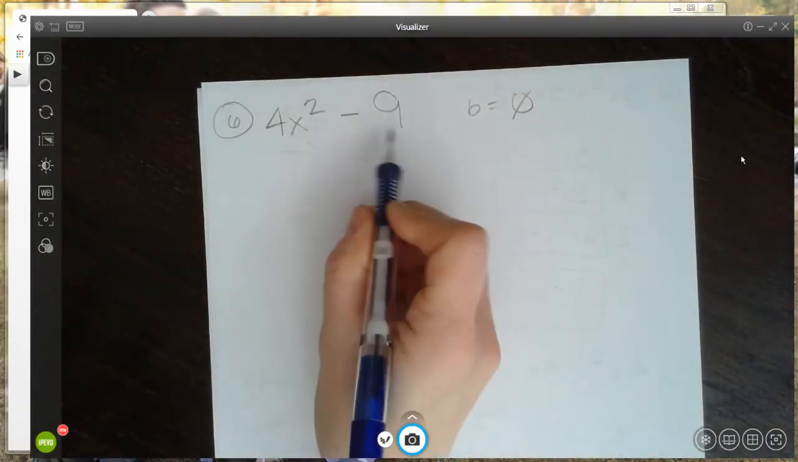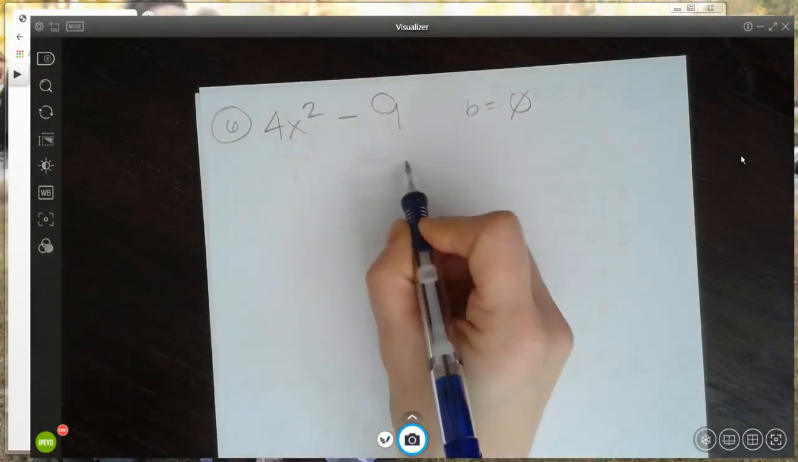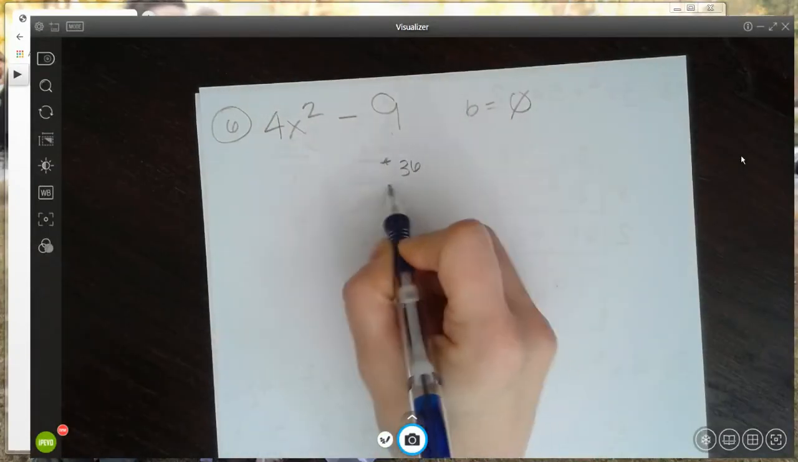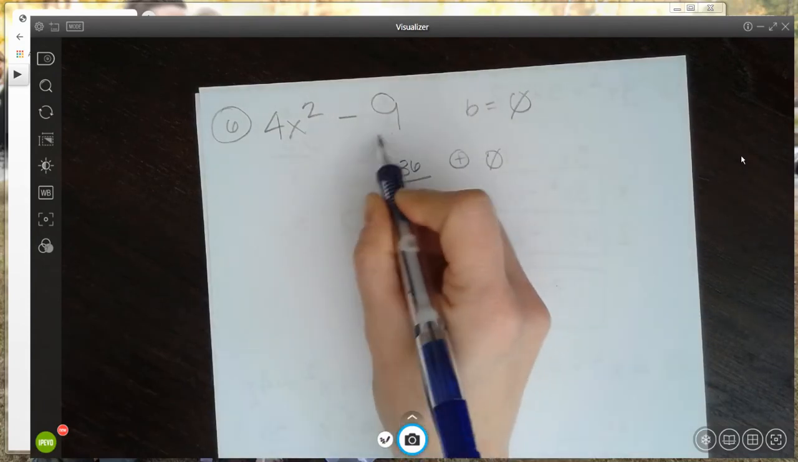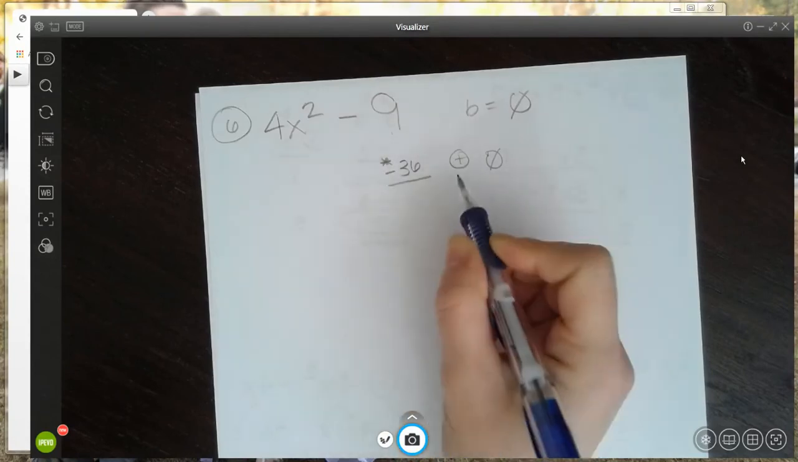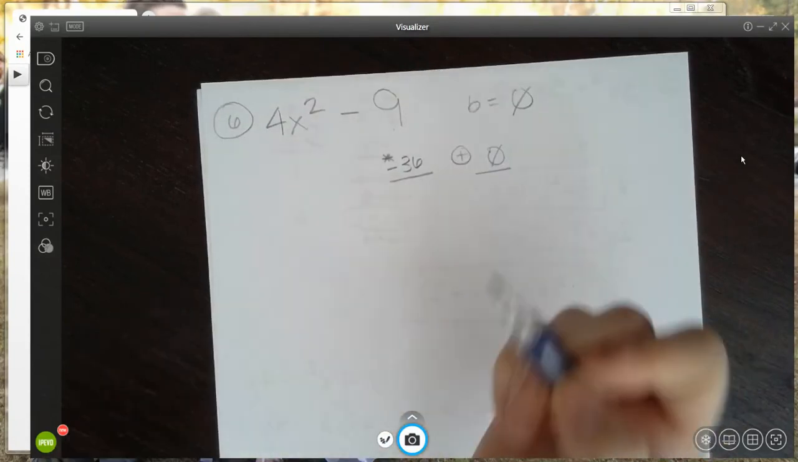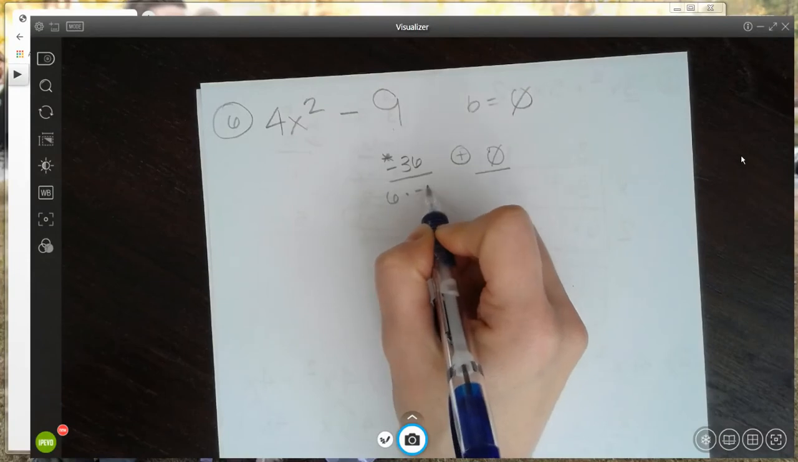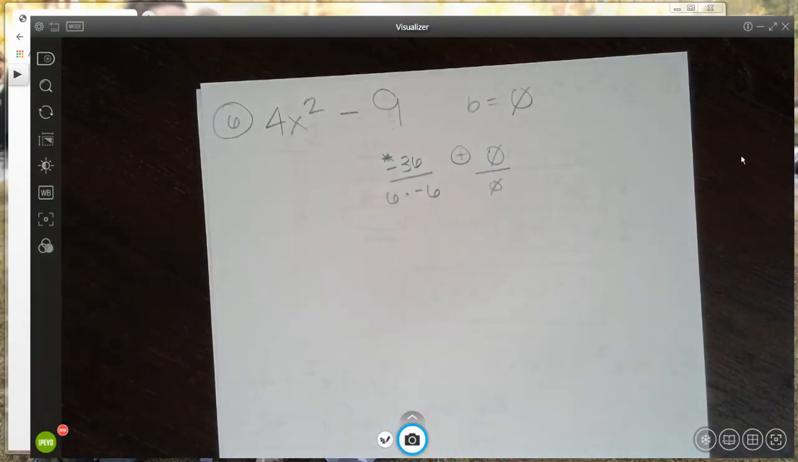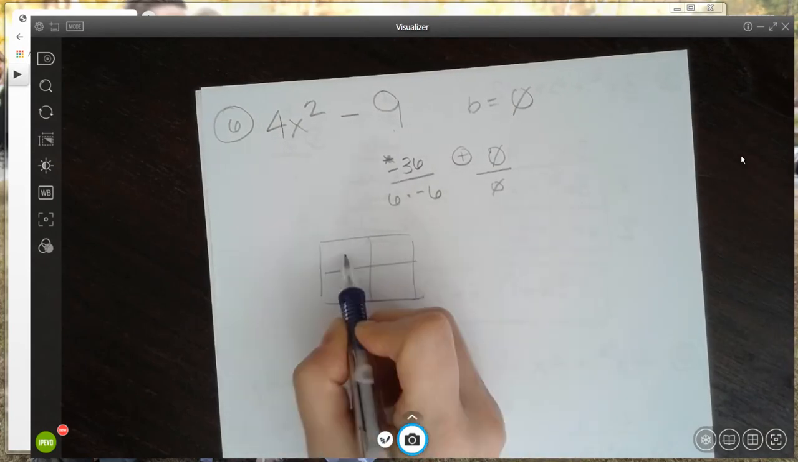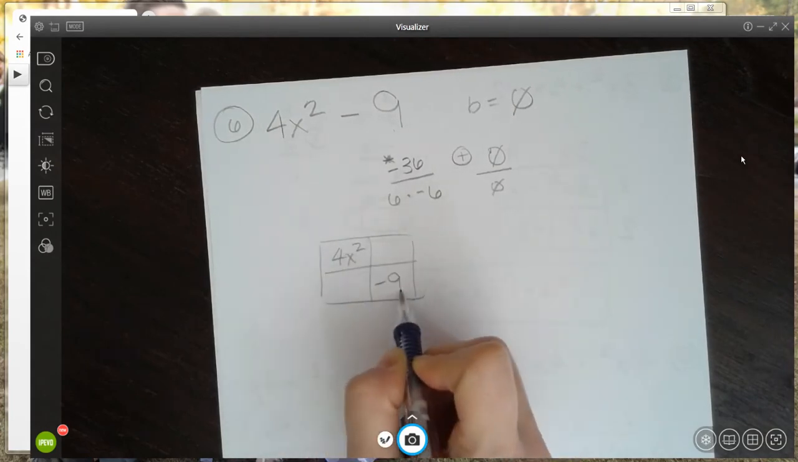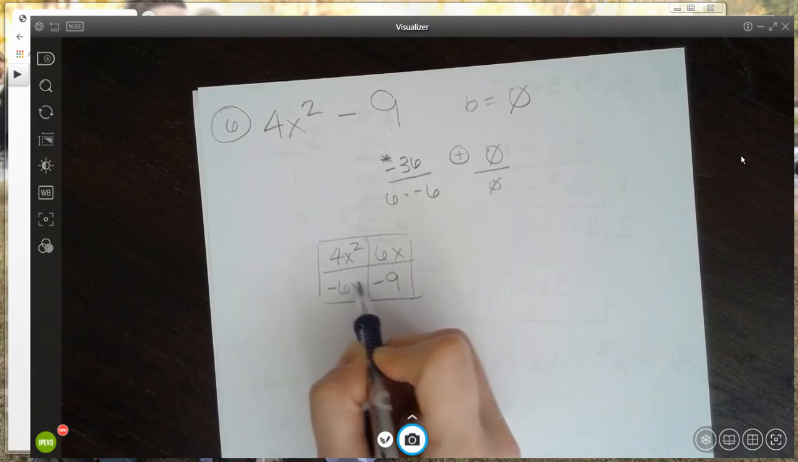So 9 times 4 gives me 36. So I'm multiplying to make 36, but adding to get 0. Oh, excuse me, it's negative 36. The only way that works is if I have 6 times negative 6. It's the only way I can multiply to get negative 36 and add to get 0. So I'm going to start filling out the box.